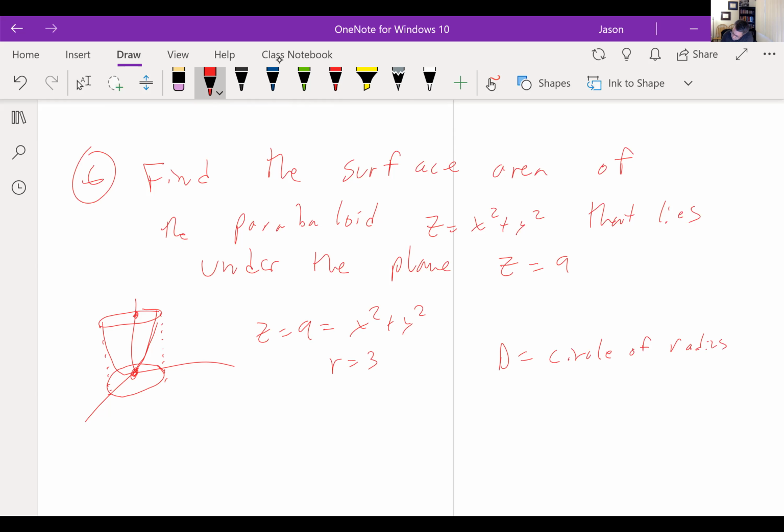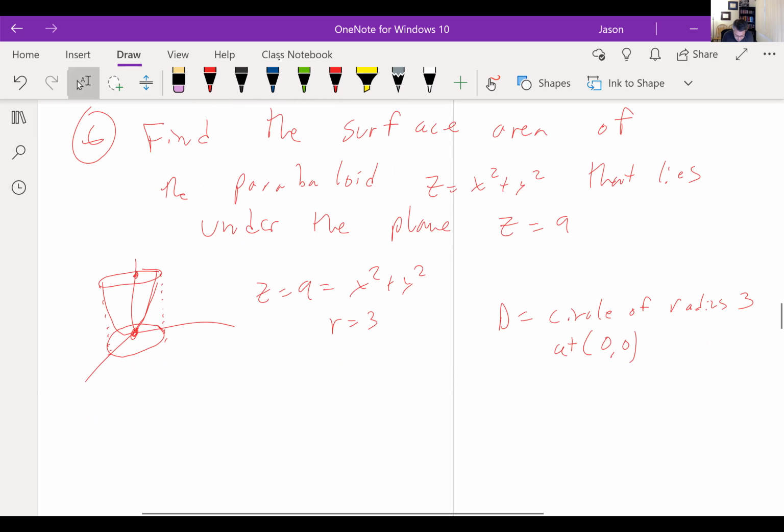Centered at 0, 0. Okay, so that is my domain. It would be not necessarily the circle, but the disk of radius 3 centered at 0, 0, because we want everything in between. So basically, x squared plus y squared is less than or equal to 9. That's my domain.